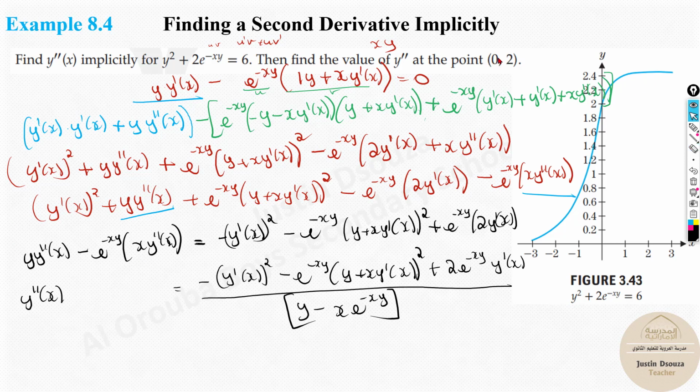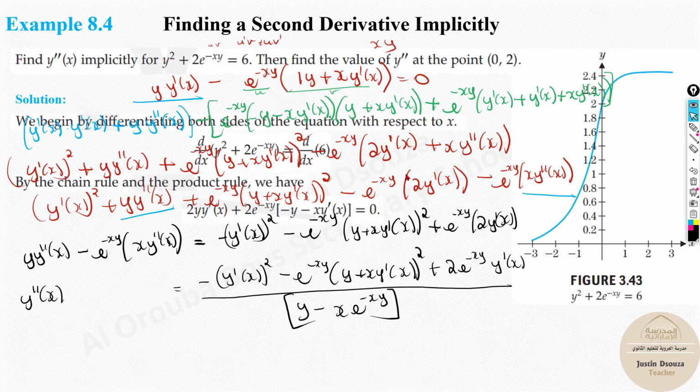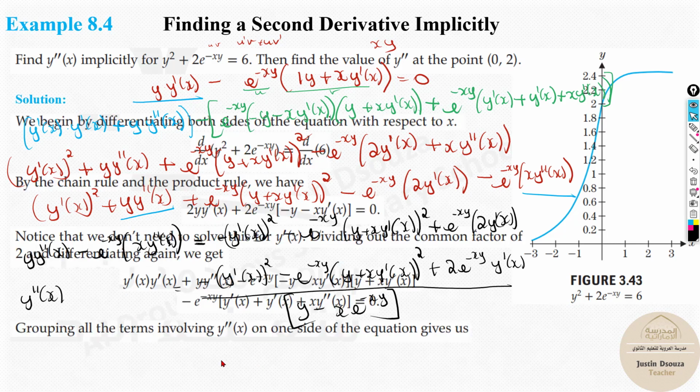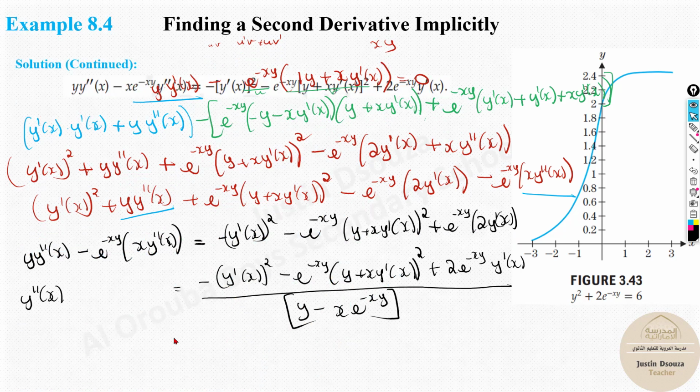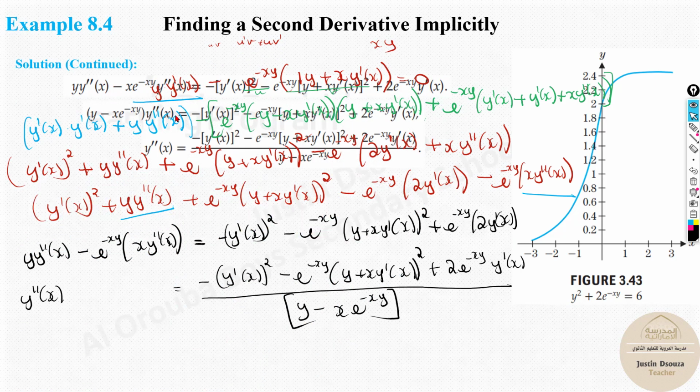We need to solve it for these 2 points, but let's first check the answer. Where is the answer? Okay, here is the answer. It's negative y dash x the whole square minus e to the power minus xy times y plus xy dash, whole square, plus 2 e to the power minus xy y dash of x, divided by minus, yes, it's absolutely correct. I'm relieved. You just need to be thorough and double check each step.